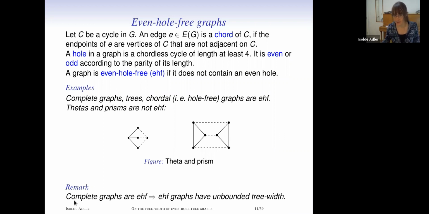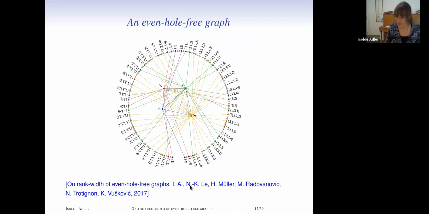Okay, so we immediately see that complete graphs are even-hole-free graphs with unbounded tree width. Oh yeah, this is the other even-hole-free graph. I wanted to show you one that is less trivial than chordal graphs, cliques and trees. So here's one. There's a big clique here, but then these vertices are connected to that long path in an intricate way as well. So interesting even-hole-free graphs exist.